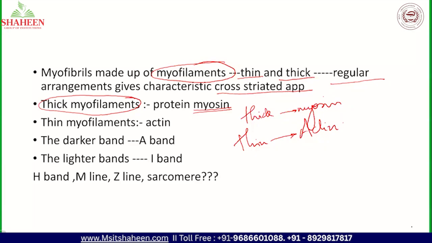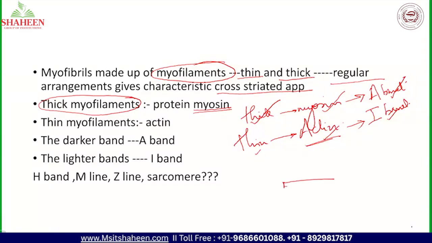The thick protein myosin gives the appearance of a darker band, known as the A band. The thin actin gives a lighter band, known as the I band. So thick: the protein is myosin and the band is the A band. Thin: made up of actin, and the band is the I band.